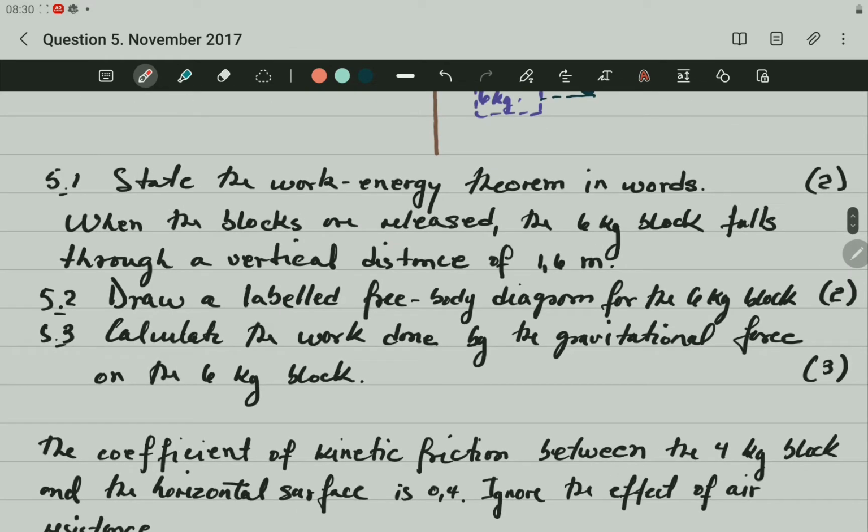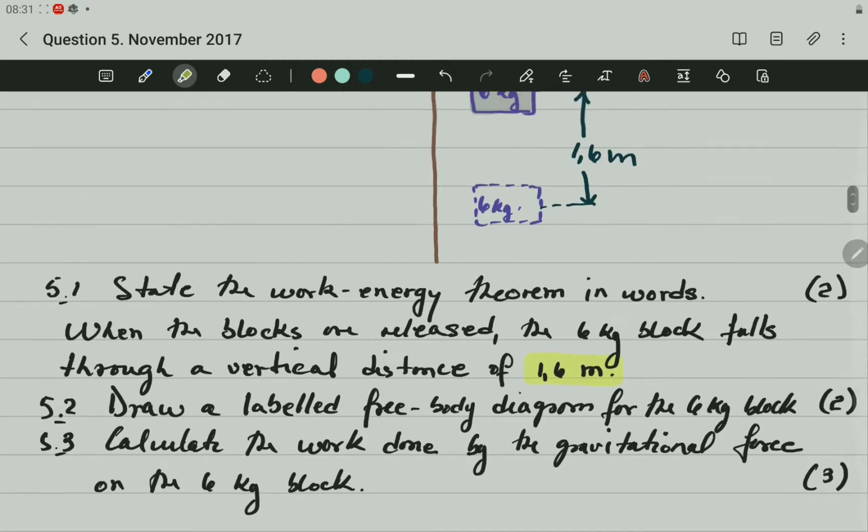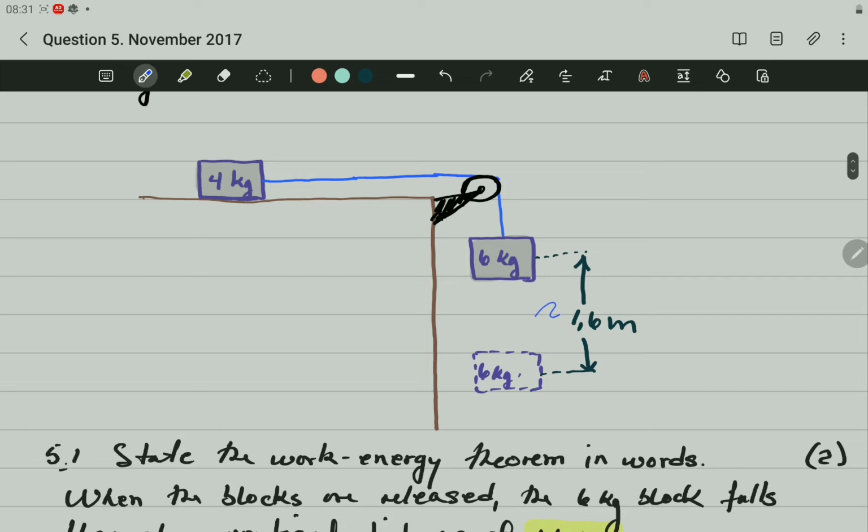They say, when the blocks are released, the 6 kilogram block falls through a vertical distance of 1,5 meters. So it falls 1,5 meters. If we go to the drawing, that is the displacement. So the displacement is going to be equal to 1,6 meters. And remember, both of them are going to displace 1,6 meters. What you need to know as well is that this object is moving in that direction, and this object is moving in this direction. Moving down, moving to the right. That is important to know here.